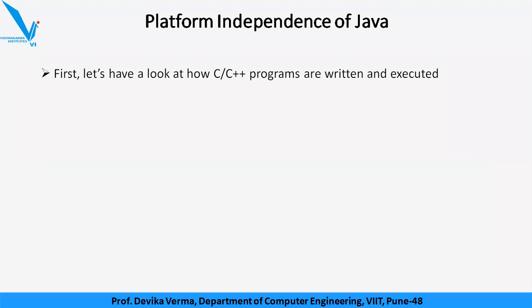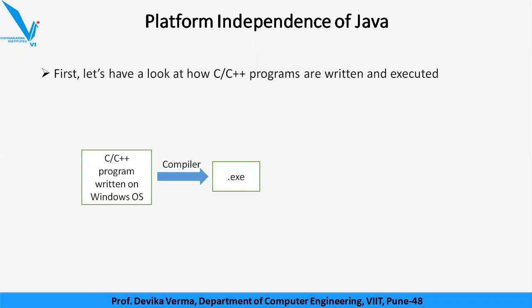Now let us have a look at how C++ programs are written and executed. Suppose you have written a C or a C++ program on your laptop which supports Windows operating system. After that, you use GCC or whatever compilers are available. So what are the compilers available to compile your C++ programs in Windows? Have you tried any one of you? GCC is there in your Linux machine. What do you have in Windows? Can you name?